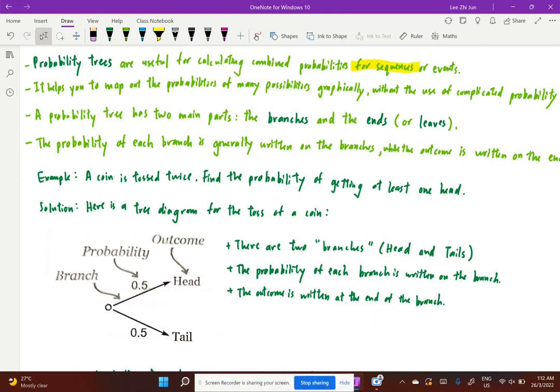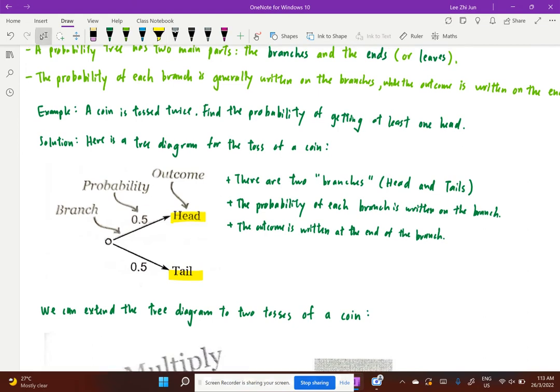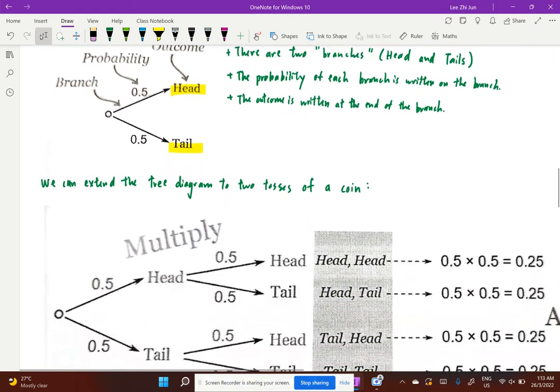There are two branches, head and tail. The probability of each branch is written on the branch, 0.5 and 0.5, because it may be either head or tail only. So 1 per 2. The outcome is written at the end of the branch, here, here, here. We can extend the tree diagram to two tosses of a coin.